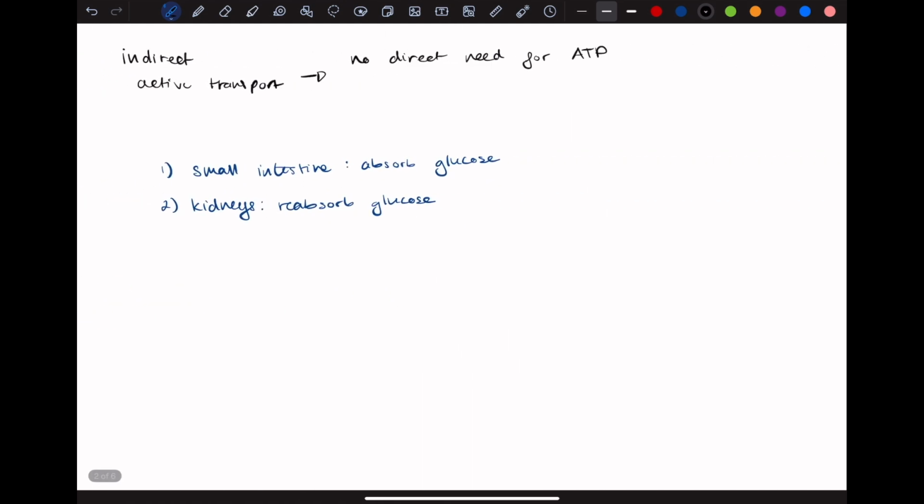So what is indirect active transport? Well, I think it's easier to show than to try to explain, but basically, there's no direct need for ATP for this type of transport, so it's technically passive. However, this type of transport would not be able to happen without direct transport being previously used. That might seem a little bit confusing, convoluted, but I'll show you exactly what I mean. And as I've said, our two examples are the small intestine to absorb glucose and the kidneys to reabsorb glucose.